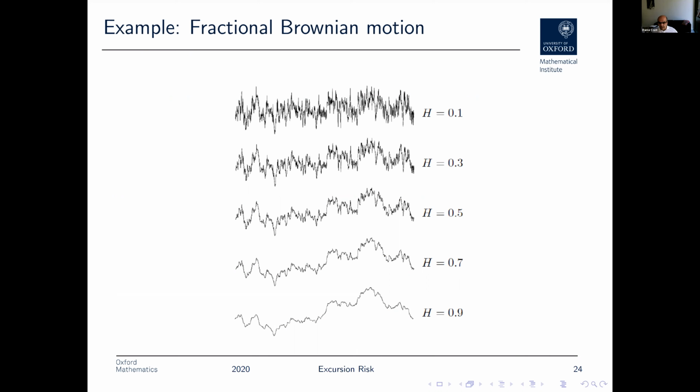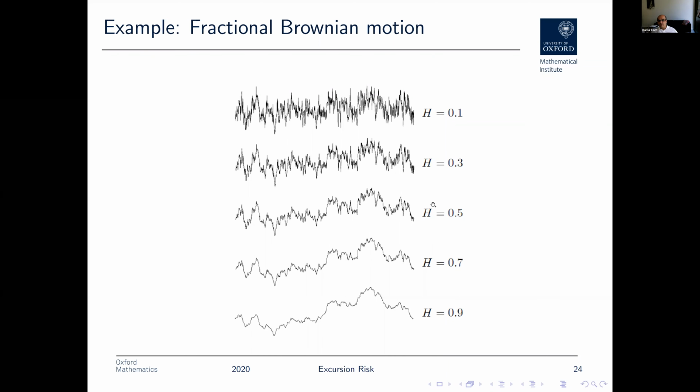You can see even with the eye that the roughness is changing when you change h. So in this case, the roughness index is 1 over h. So higher h means smoother paths, a lower roughness index. So h equals 0.9 will correspond to a roughness index close to 1.1. And this is very close to a bounded variation path. And h equals 0.5 is Brownian motion. So this is a typical roughness of a Brownian motion.